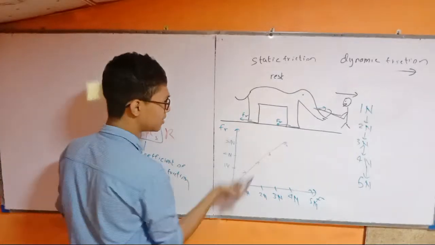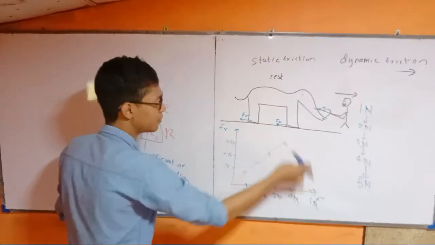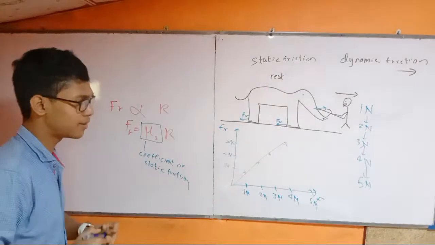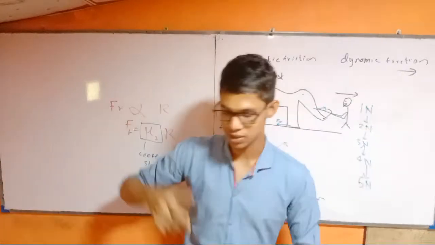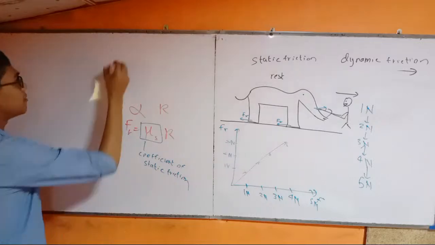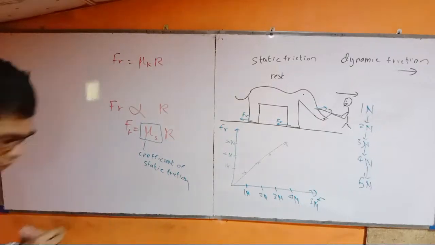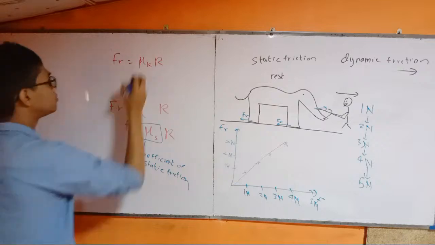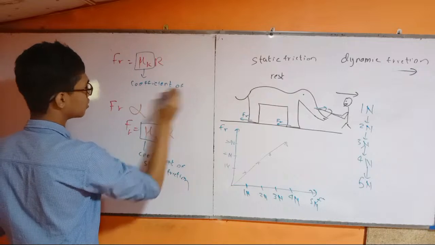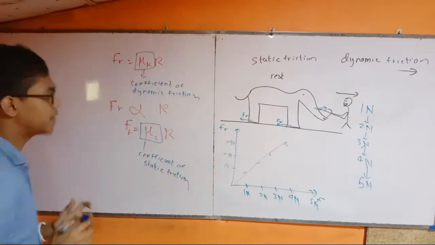Now mu S is acting here, while the elephant is still at rest. And I told you when 5 Newtons is applied, it's going to move. What happens? There is another coefficient for dynamic friction, called mu K. Fr is equal to mu K R. This is the coefficient of dynamic friction.